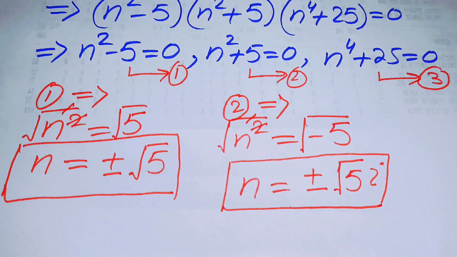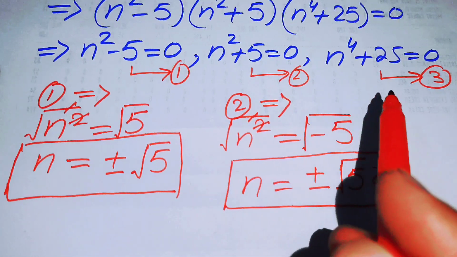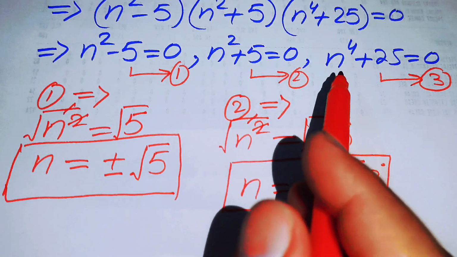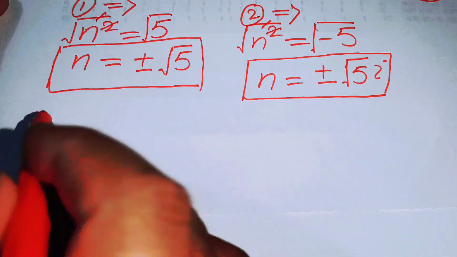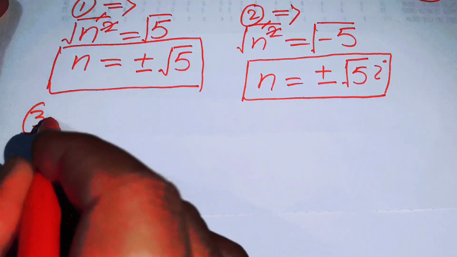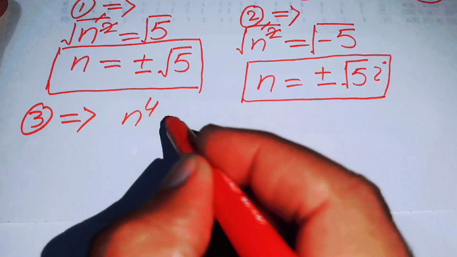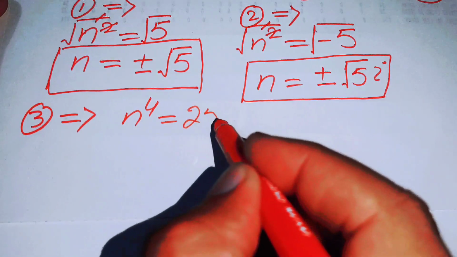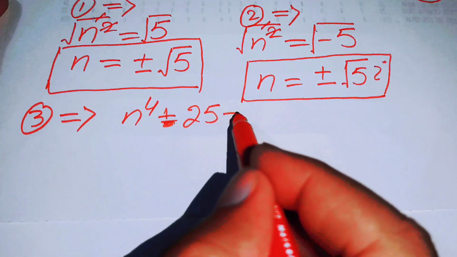So here we will find up to 4 roots, in which 2 are real and 2 are complex, and now we move toward the third case. So in the third case we have n to the power of 4 plus 25 is equal to 0, and we can solve this one. So here I can write equation number 3 implies that n to the power of 4 plus 25 is equal to 0.